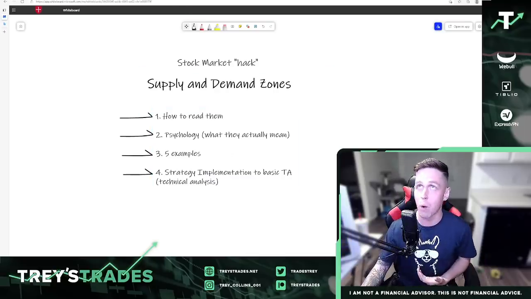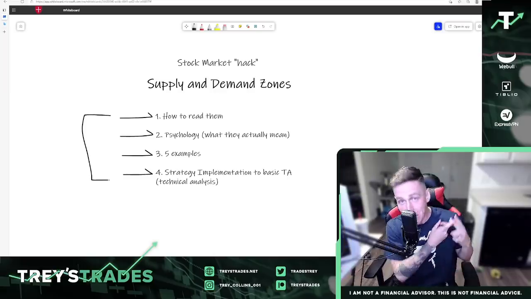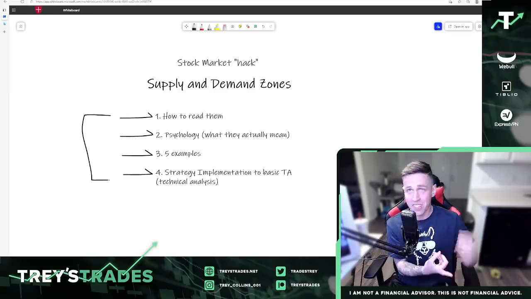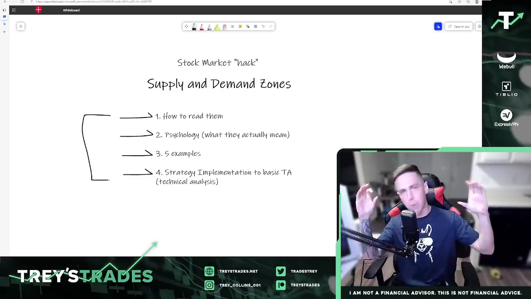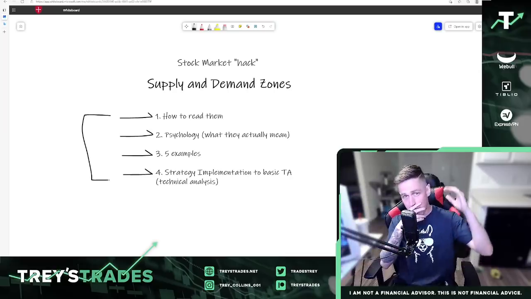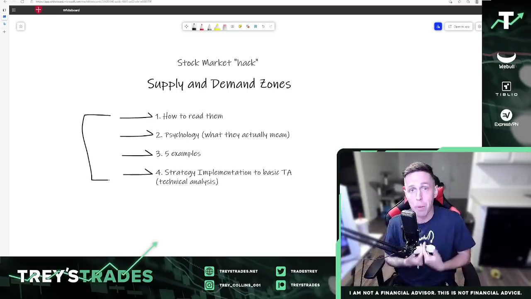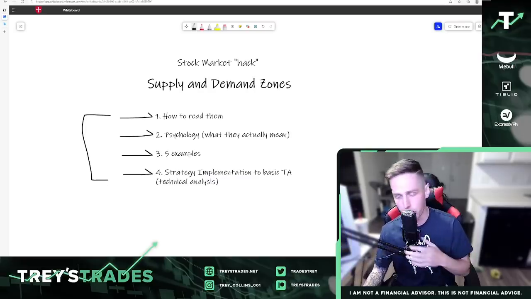This is going to be what our walkthrough is, essentially, on what we're going to be doing here for the day: how to read supply and demand zones, psychology, basically what they mean and why they're important. I'm going to give you 5 examples. I've got 5 tickers picked out, in which I'm going to lay out supply and demand zones for you and show you how price action respects and reacts to them, and then what I personally do to implement that strategy into my basic technical analysis so that you can use that too if you are interested in doing so.